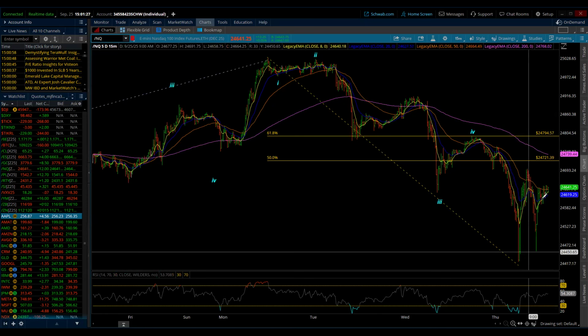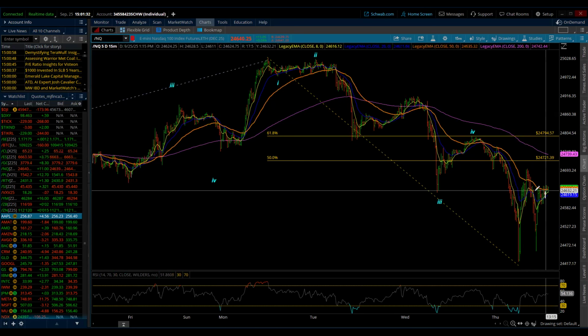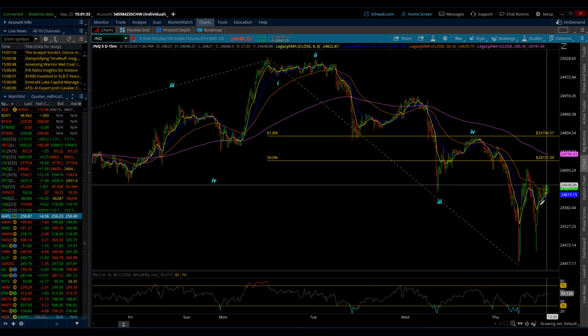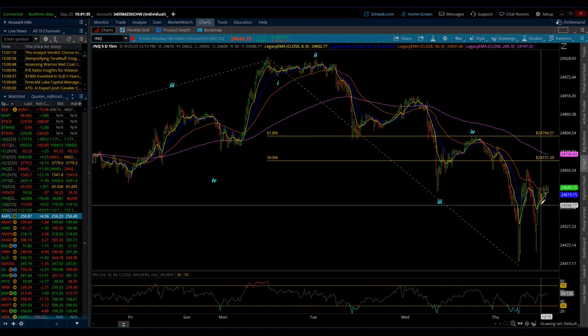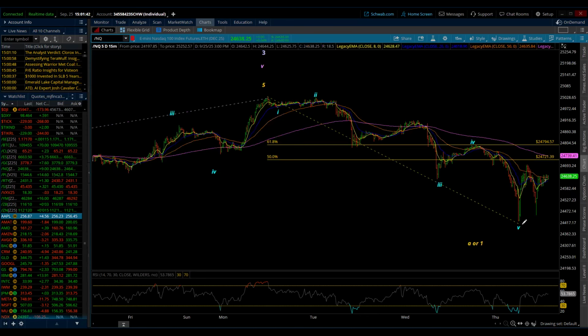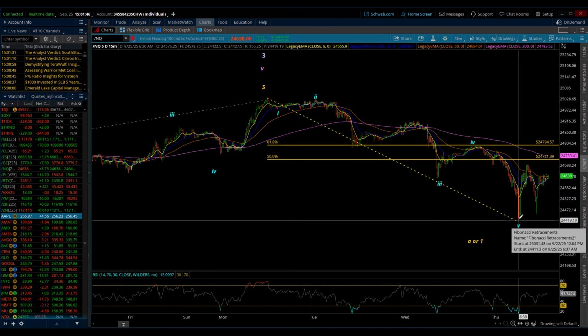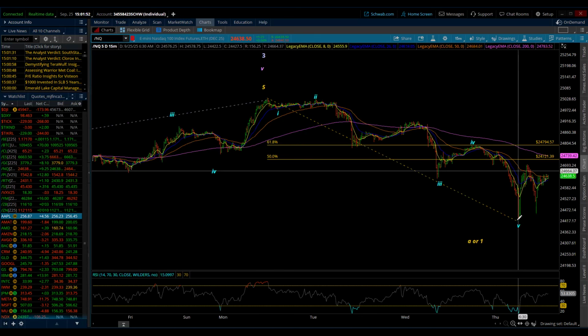Otherwise, I'm looking for it to form five waves to the upside right now. We might still be involved in a little bit of a pullback. So we got that support at 24,588. We have additional support down here. And then, of course, we have the support at that level at 24,422. I could throw some additional fibs for additional downside.